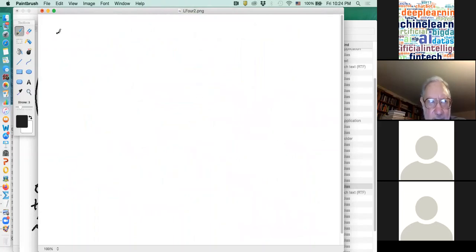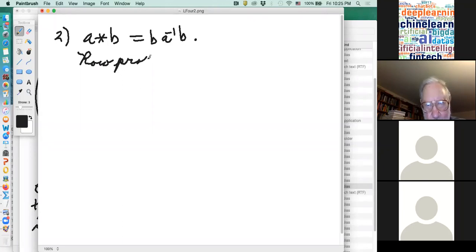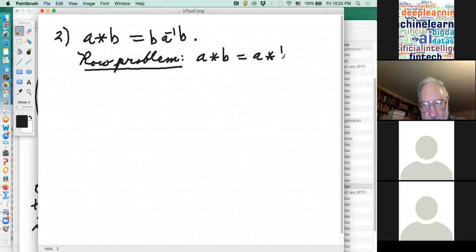Now, what if we took another example of a quandle type that we could work with? What if we took A times B is equal to B A inverse B? And then we ask about the row problem. So the row problem becomes, we're going to look at A times B equals A times B prime and compare them. So that means B A inverse B is equal to B prime A inverse B prime.